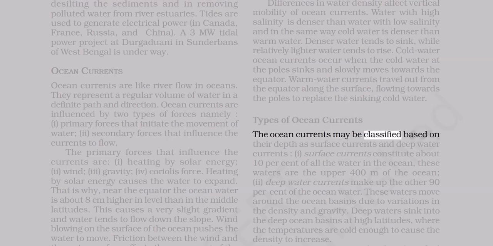Types of ocean currents. The ocean currents may be classified based on their depth as surface currents and deep water currents. 1, surface currents constitute about 10% of all the water in the ocean. These waters are the upper 400 m of the ocean. 2, deep water currents make up the other 90% of the ocean water. These waters move around the ocean basins due to variations in the density and gravity.